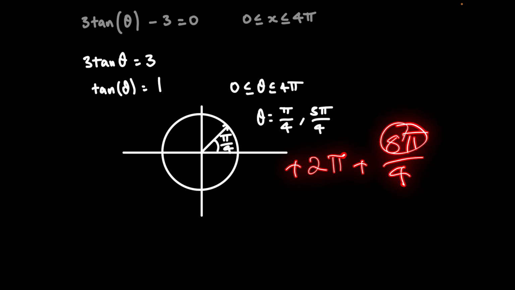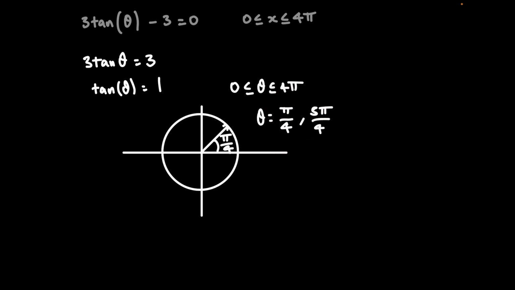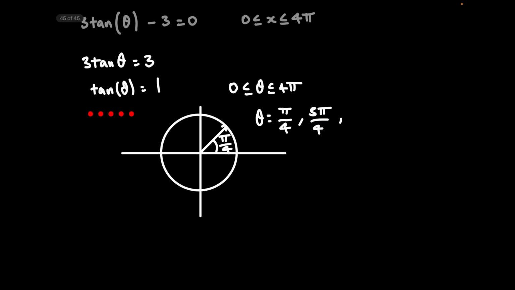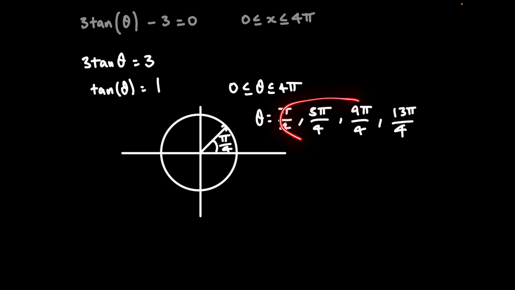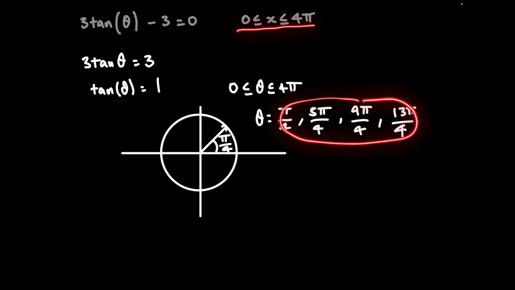So we can really just add 8 pi to the denominators. So our next 2 solutions will be 9 pi on 4 as well as 13 pi on 4. And if you notice, all 4 of these solutions are still within 0 and 4 pi.